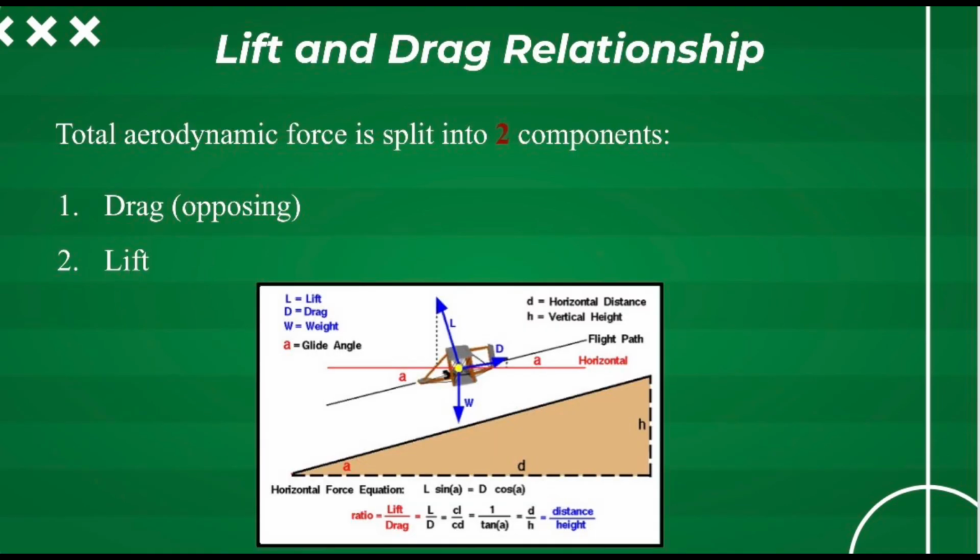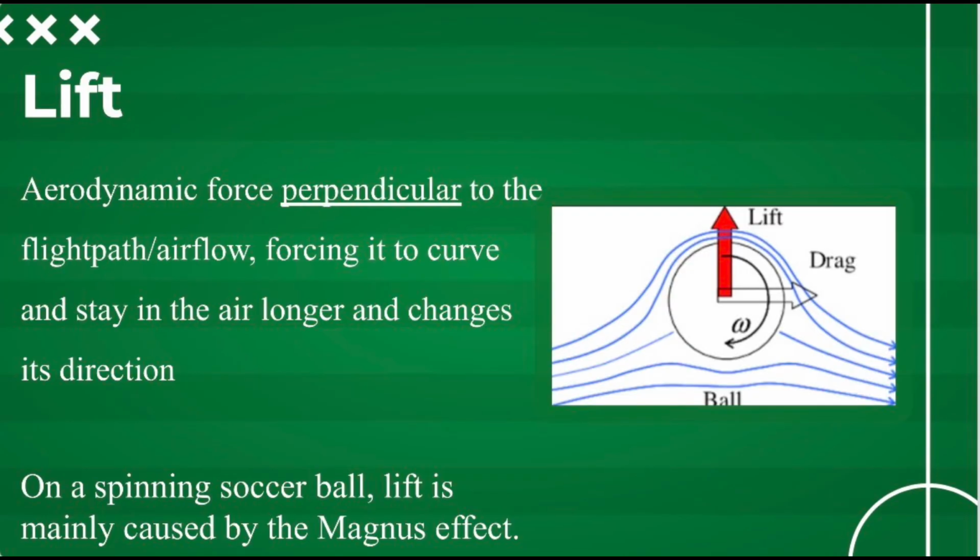Total aerodynamic force is split into 2 components, drag and lift. They aren't completely separate forces, they're just different directions of the same interaction between the ball and the air. Lift is a component of aerodynamic force perpendicular to the airflow of the ball, forcing it to curve and stay in the air longer, and it changes its direction. On a spinning soccer ball, lift is mainly caused by the Magnus effect.